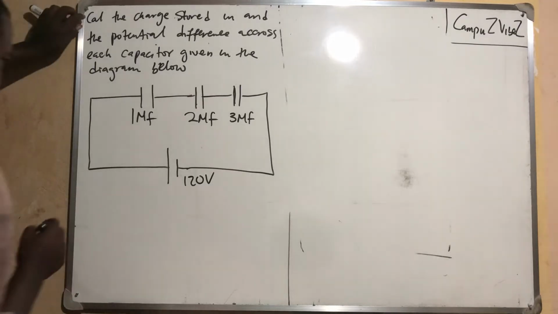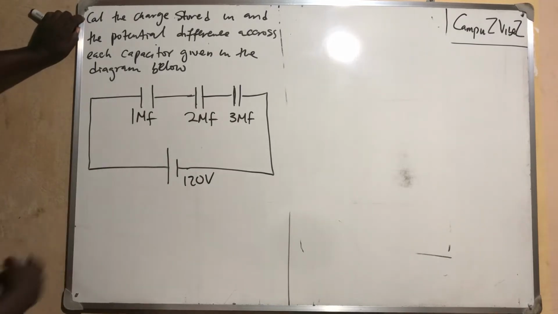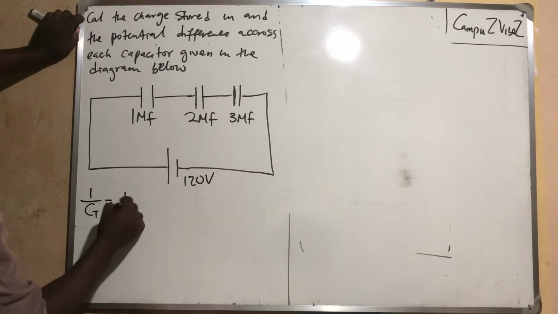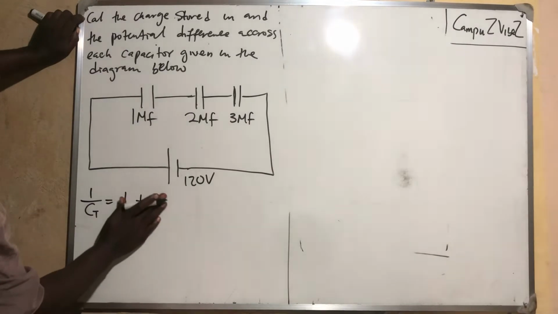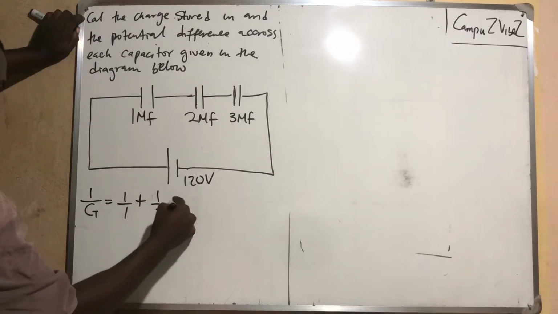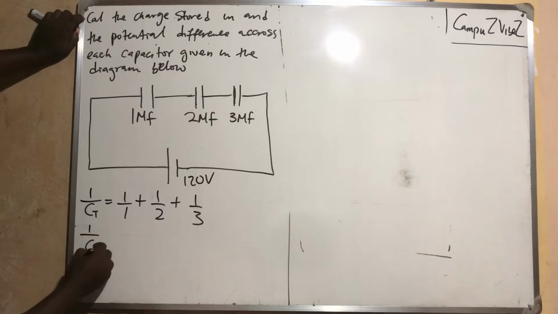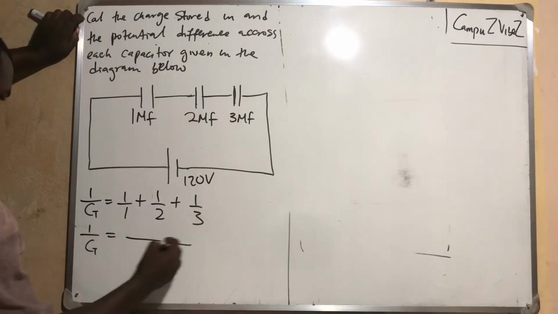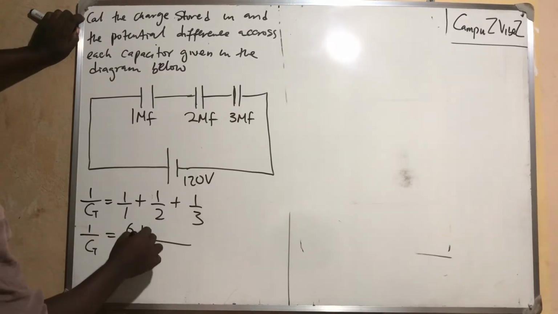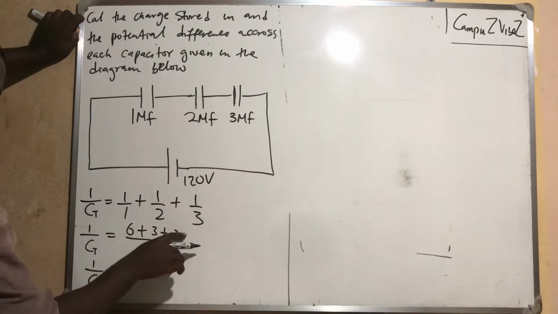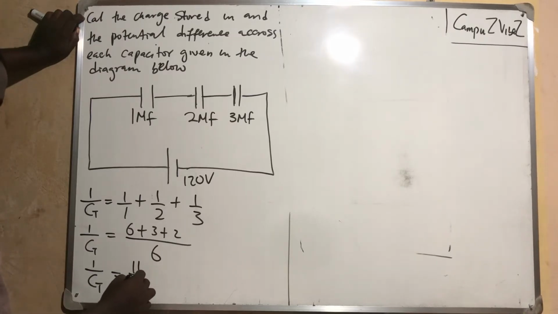All right. First of all, the total capacitance. 1 over C total is equal to 1 over 1 plus 1 over 2 plus 1 over 3, because they are in series. So 1 over C total is equal to, the LCM here is 6. So I have 6 plus 3 plus 2. So 1 over C total is equal to 11 over 6.